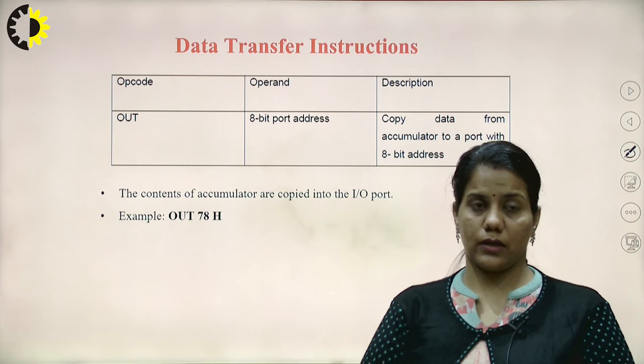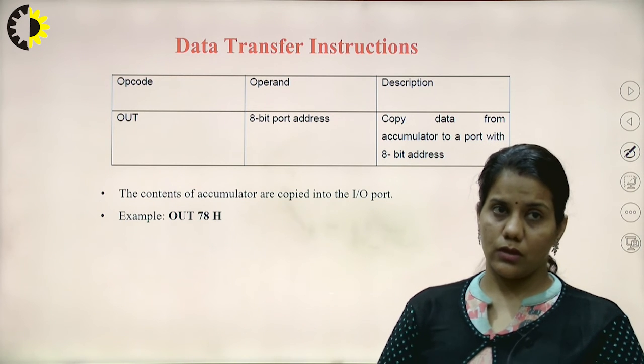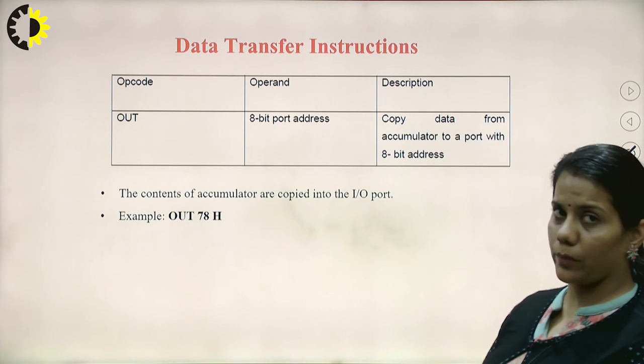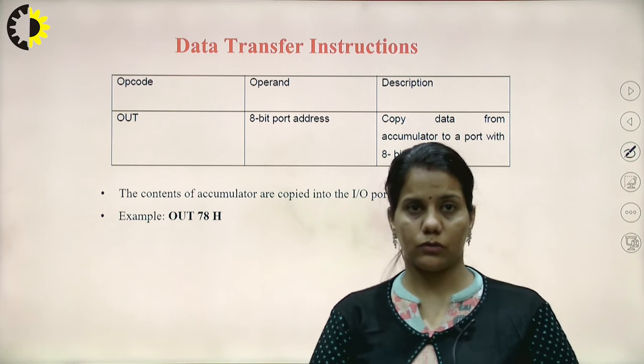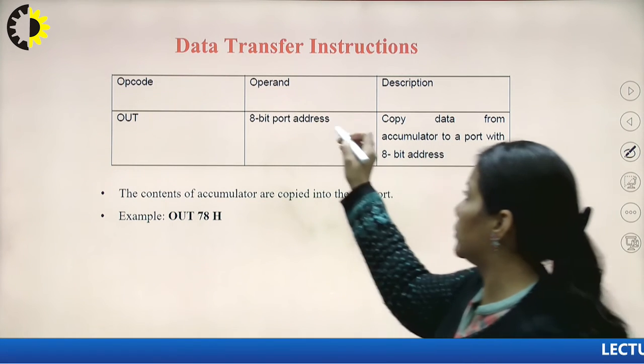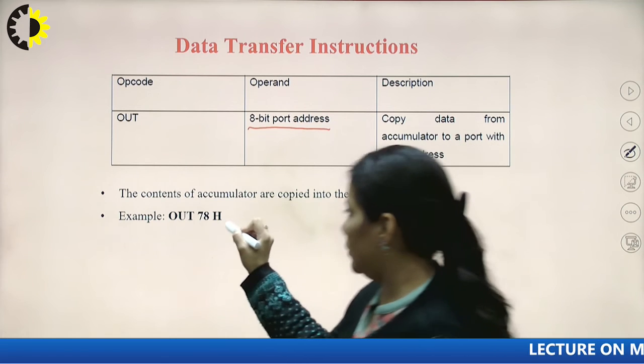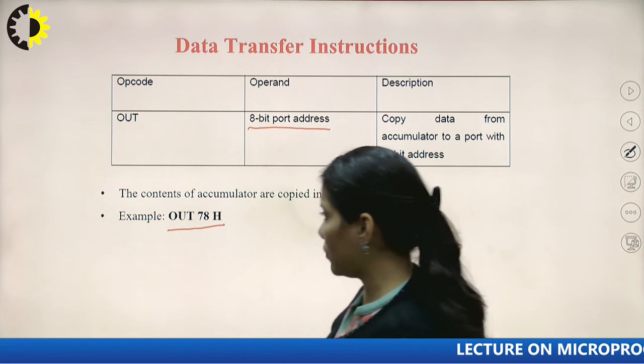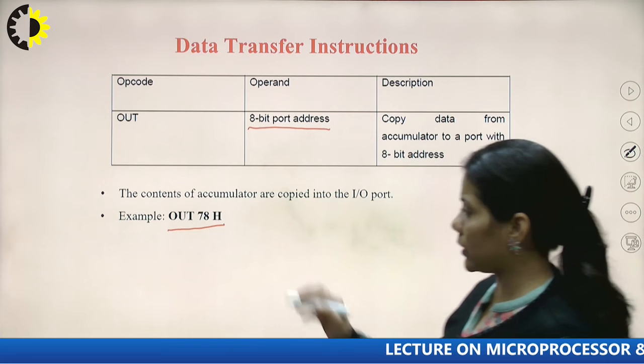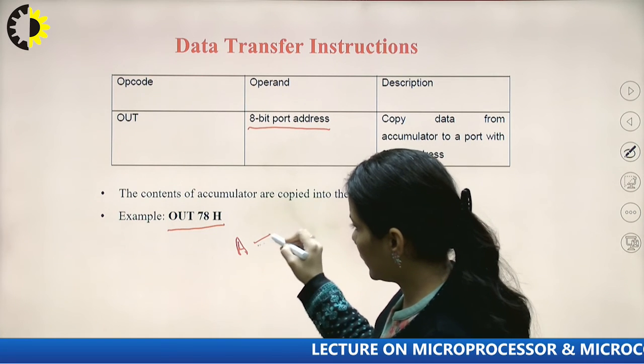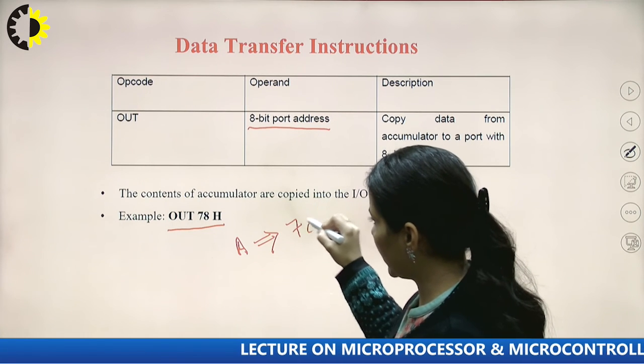Next instruction is the OUT instruction. OUT will copy the contents of the accumulator to the port given by the 8-bit port address. So the instruction OUT 78H means the contents of the accumulator will be stored at the port given by this address.